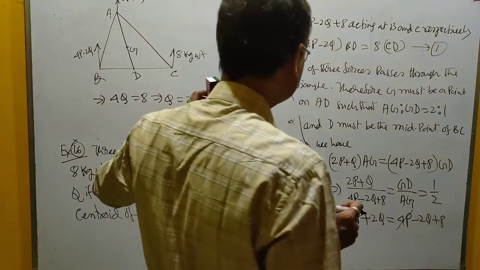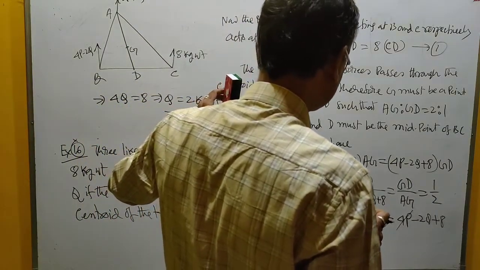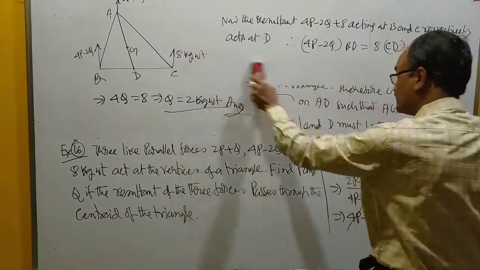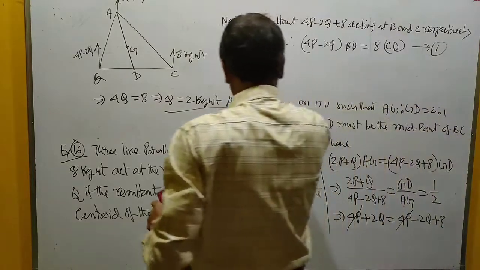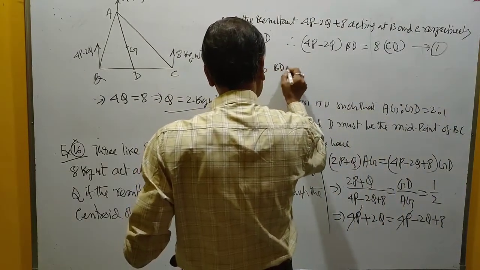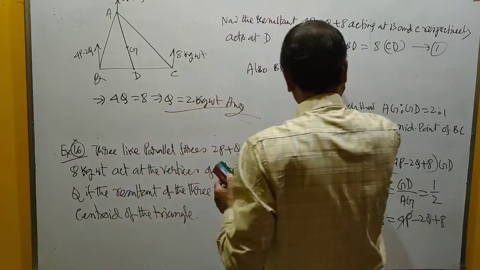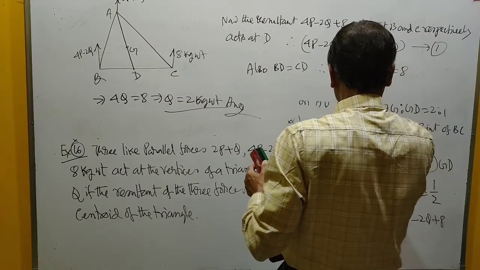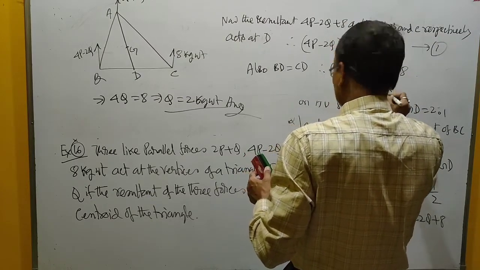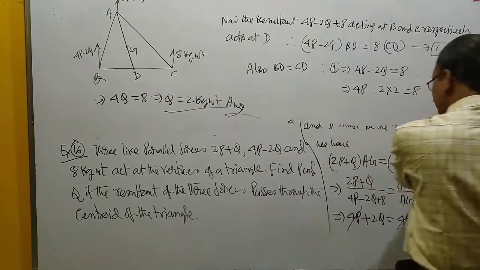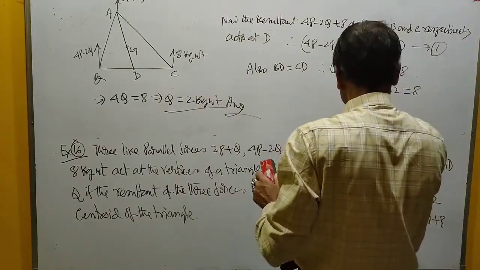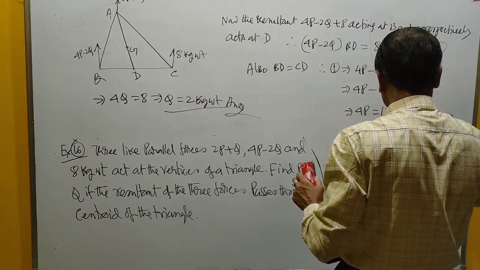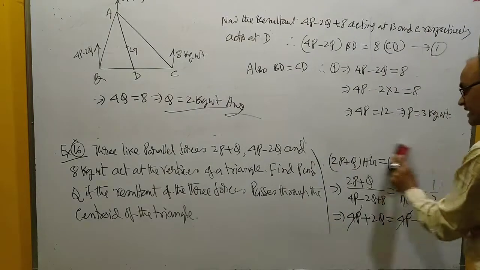And from 1, D is the middle point, so BD is equal to CD. Therefore, from 1 you will get 4P minus twice Q equal to 8. This means 4P minus 2 into 2 equal to 8. This means 4P equal to 12. This means P equal to 3 kilogram weight.